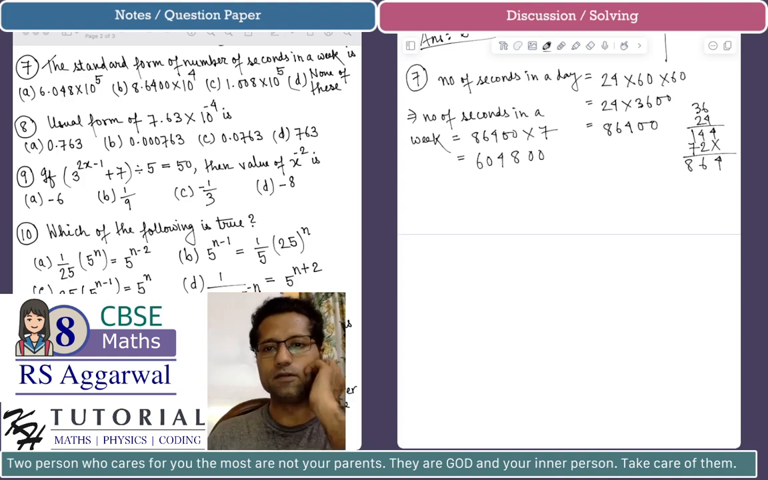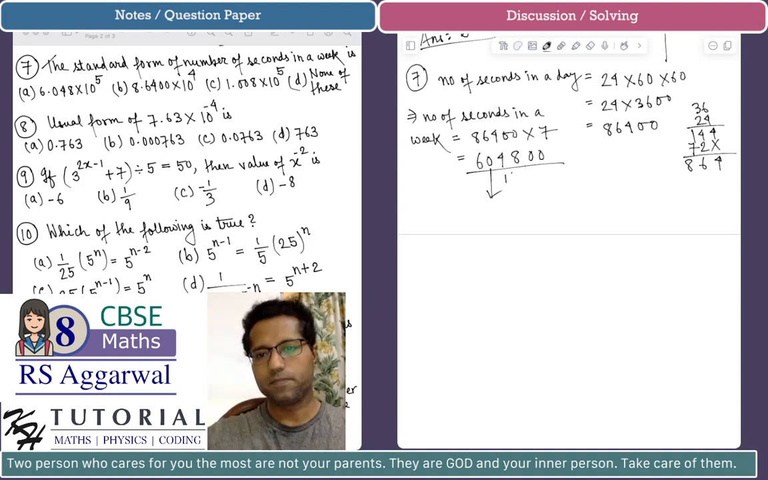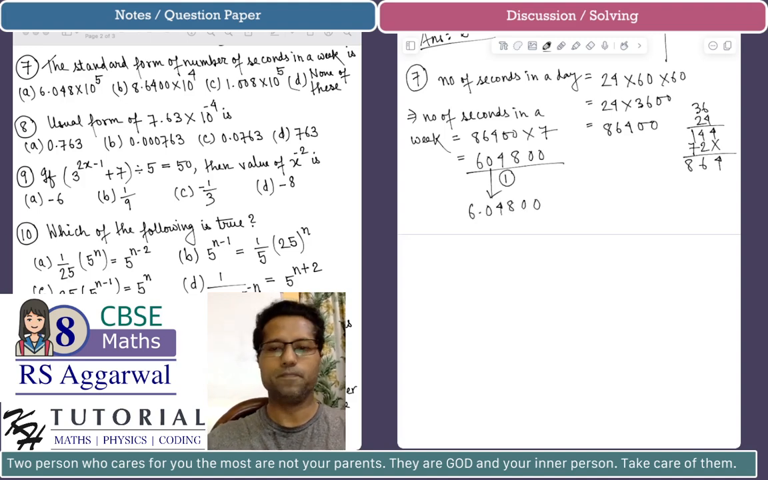So we have to write the standard form of this very large number. How do we do it? What are the steps? First, we put a decimal point after the leftmost digit in the given number. So this becomes 6.04800. Now we have to find y, that is step 2. Y will be the number of digits to the right hand side of the decimal point in the number you obtained after step 1.